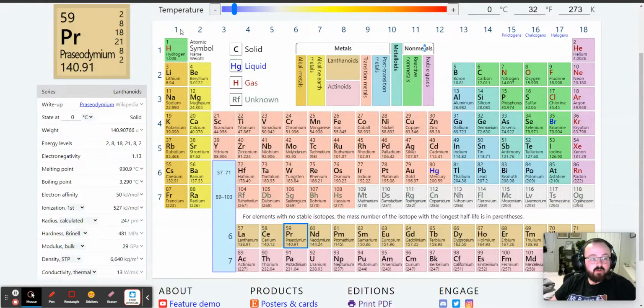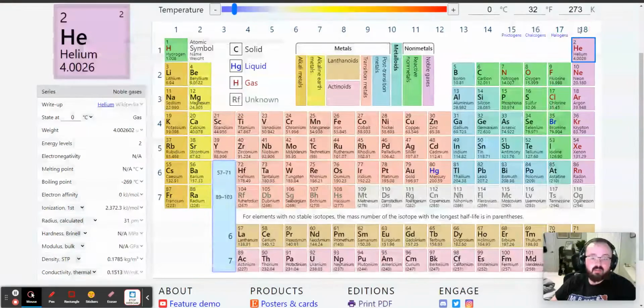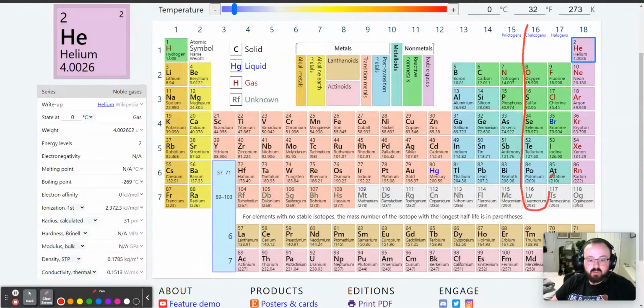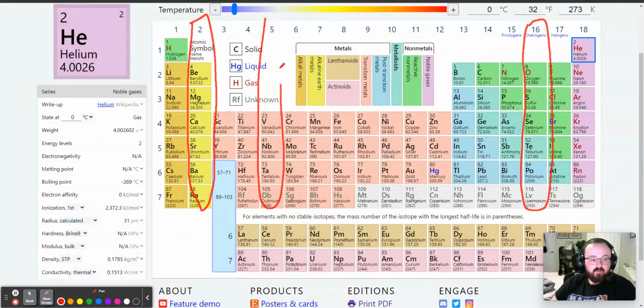These are the groups. 1, 2, 3, 4, 5, 6, 7, 8, 9, 10, 11, 12, 13, 14, 15, 16, 17, 18. 18 groups. They are the columns. These elements are in group 16. So when I say group 16, that's what I'm talking about. Here's group 2. Group 5.